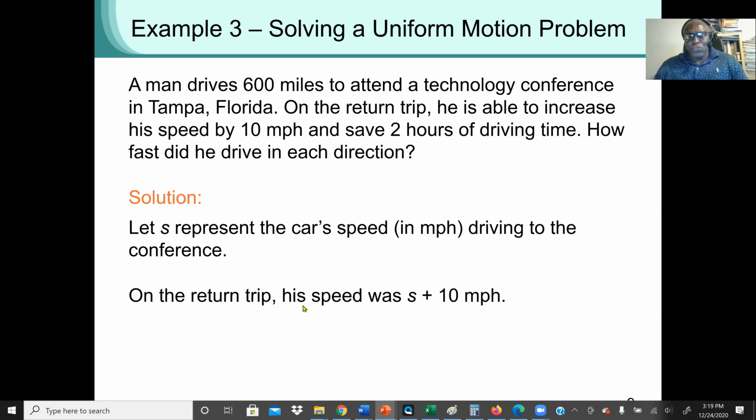So on the returning trip then, the speed will be what? S plus 10, because it's increased by 10 miles per hour. So again, if the speed S represents the speed that the man took to drive to the conference, returning should be S plus 10, because it increased the speed by 10 miles per hour.